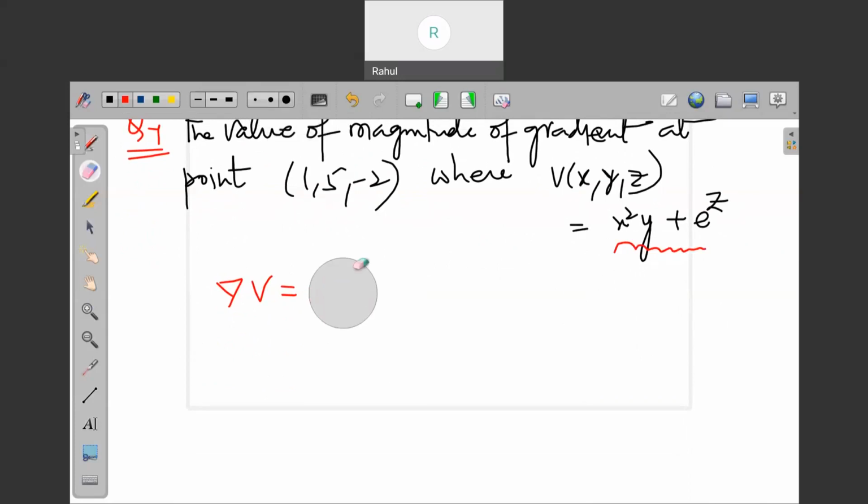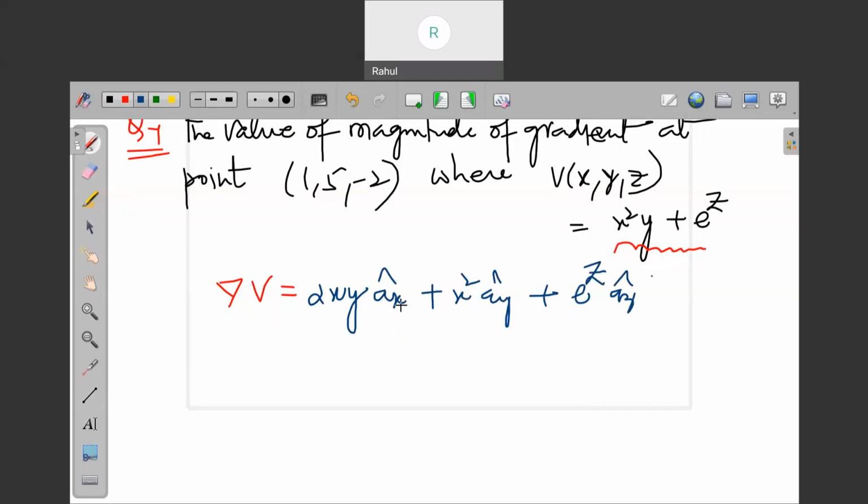Let me erase and write properly. This will give you 2x a_x cap, because the z term will be 0, and then only x square will be there in the a_y cap direction, because x square will be like a constant, so that will be 0, and it will be e raised to power z only in the z direction. So this is the gradient.